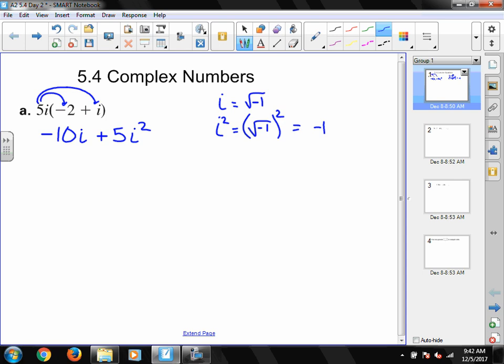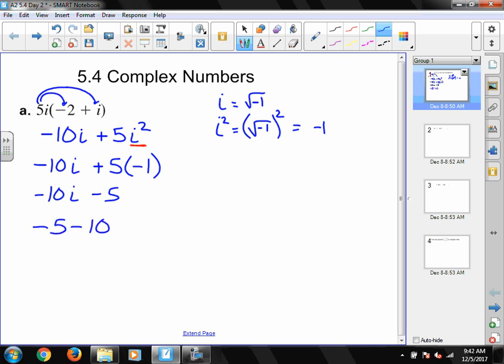So you can plug in a negative 1 for this i squared, and you end up with negative 10i plus 5 times negative 1. When we simplify that down, that's going to be negative 10i minus 5. And remember, I said we want to write all of our answers in standard form. So this negative 5 needs to come first. So you get negative 5 minus 10i. And there's your answer.